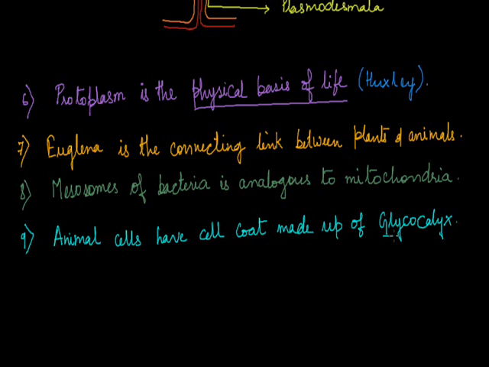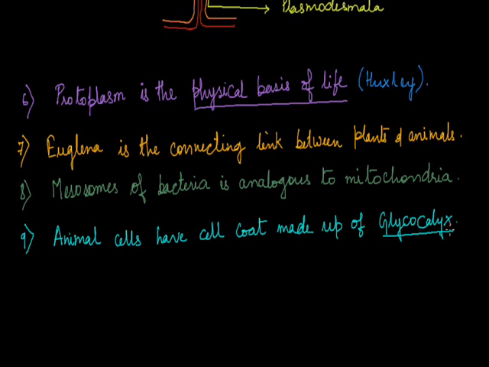Glycocalyx is the glycoprotein and glycolipid part of the plasma membrane. We have studied this when we were studying the structure of the cell membrane, that the membrane lipids and membrane proteins on the outer side of the cell towards the external environment contain carbohydrate chains attached to them. They are called glycoproteins when the carbohydrate chain is attached to protein, and glycolipids when the carbohydrate chain is attached to the lipid.